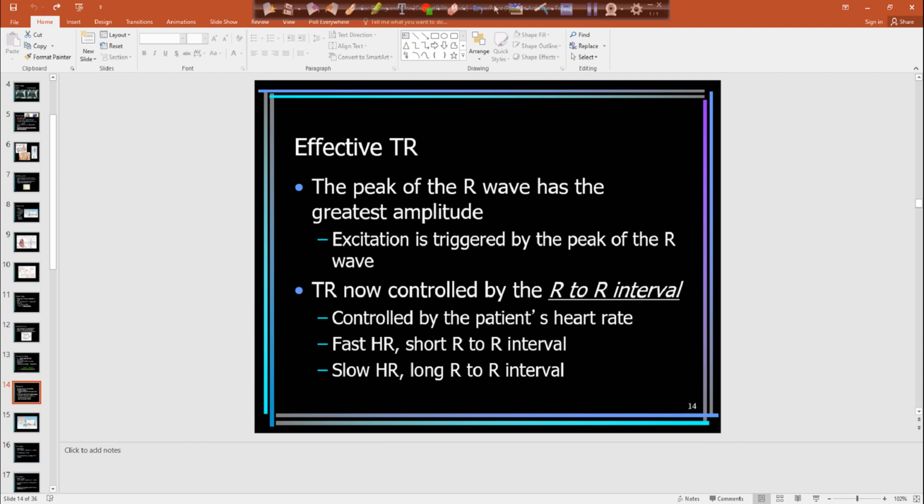So our TR is controlled off of these R to R intervals. If you have a tachycardia patient, we have a shorter R to R interval because it's happening quicker. If we have a slow heart rate, we have a longer R to R interval. But that's what our effective TR is. It's a TR set off of our R wave, triggered by our R wave.